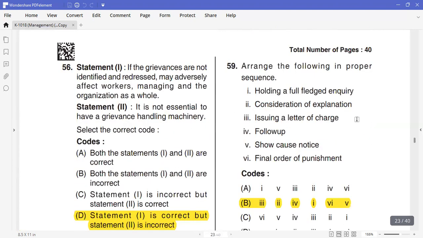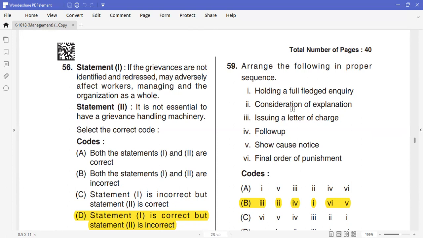Next we have the 56th question, once again statements 1 and 2. Statement 1: if grievances are not identified and redressed, they may adversely affect the workers, management, and the organization as a whole. Statement 2: it is not essential to have a grievance handling machinery or mechanism. Statement 1 is correct, but statement 2 is incorrect. Definitely the company should have a grievance mechanism system, only then can the company perform. Therefore statement 2 cannot be accepted.